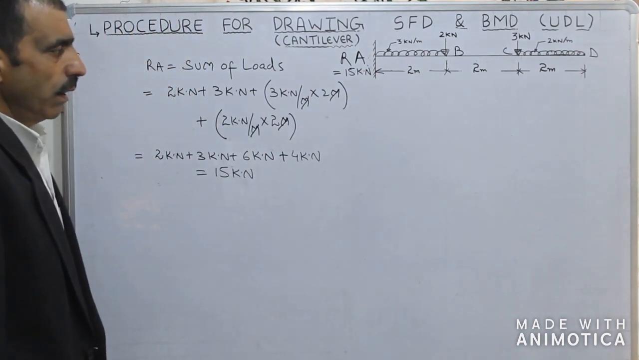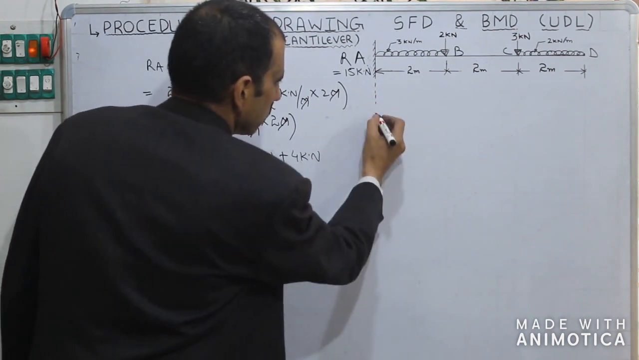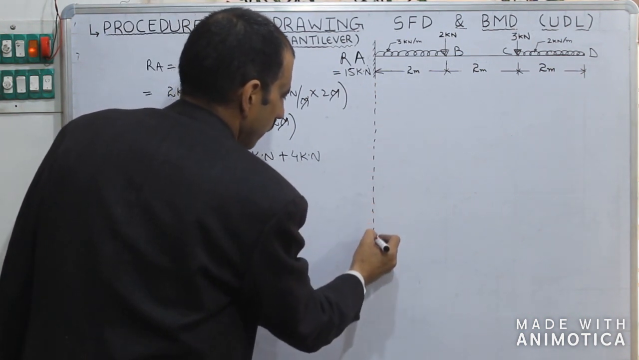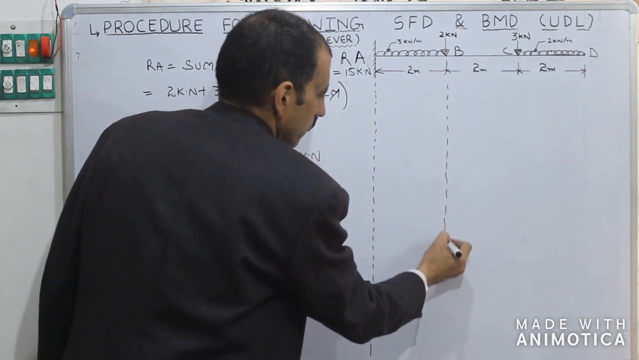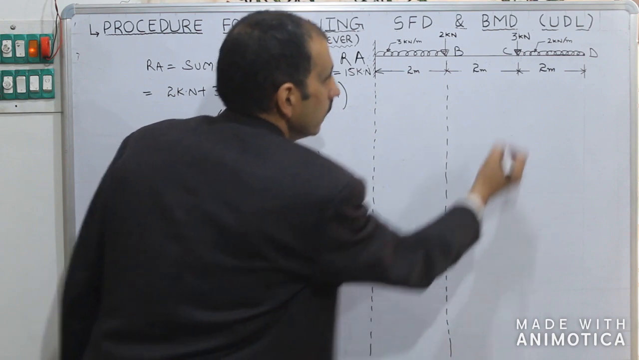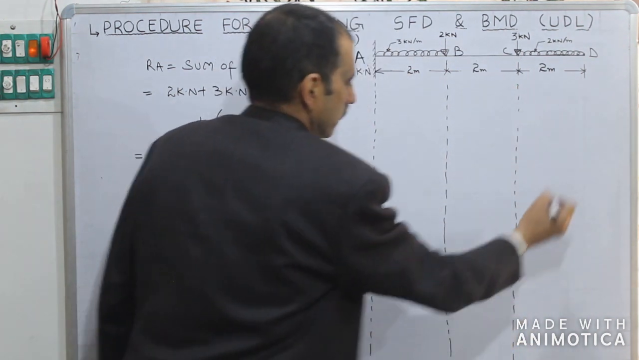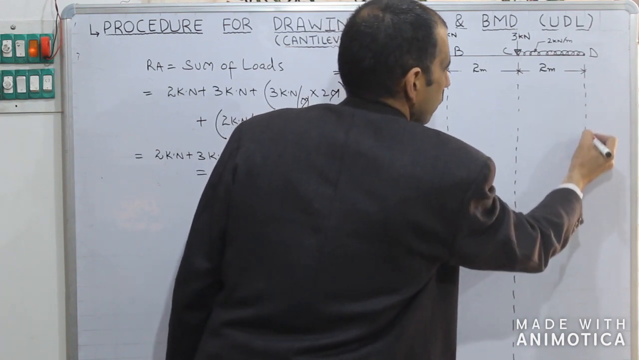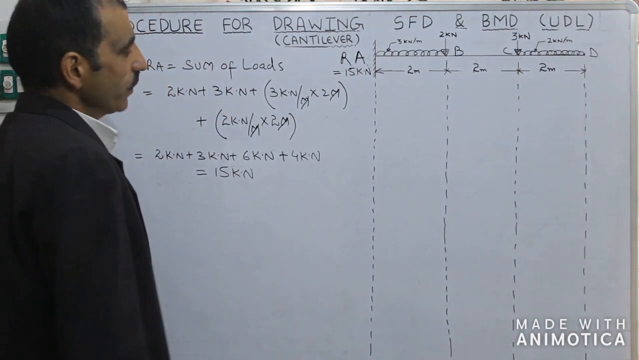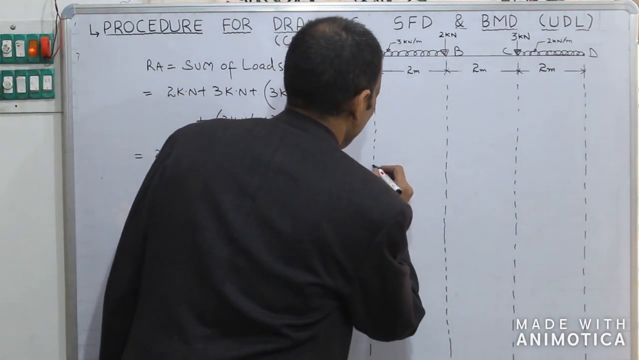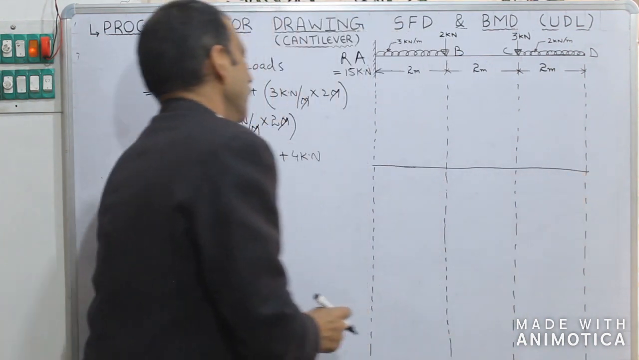After that, I will draw the projections downwards at the ends of the beam and at the position of the loads. This is the second projection, this is the third projection, this is the fourth projection. After that, I will draw a line known as a reference line or neutral axis.